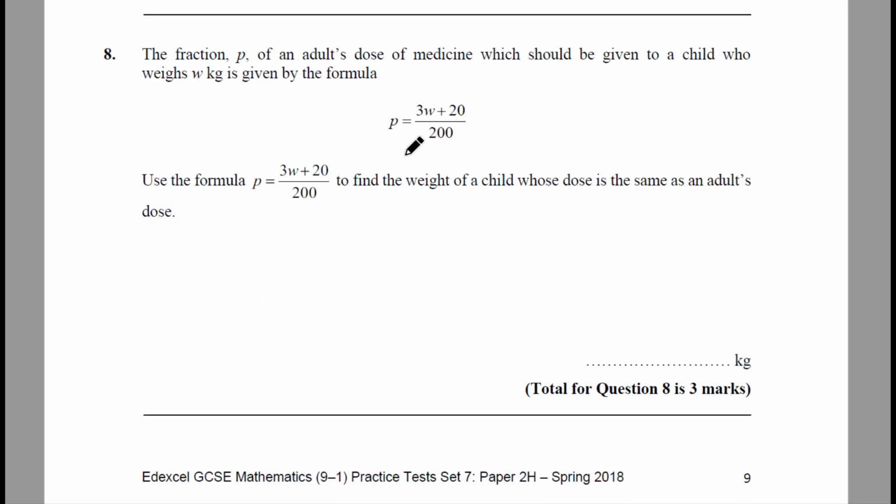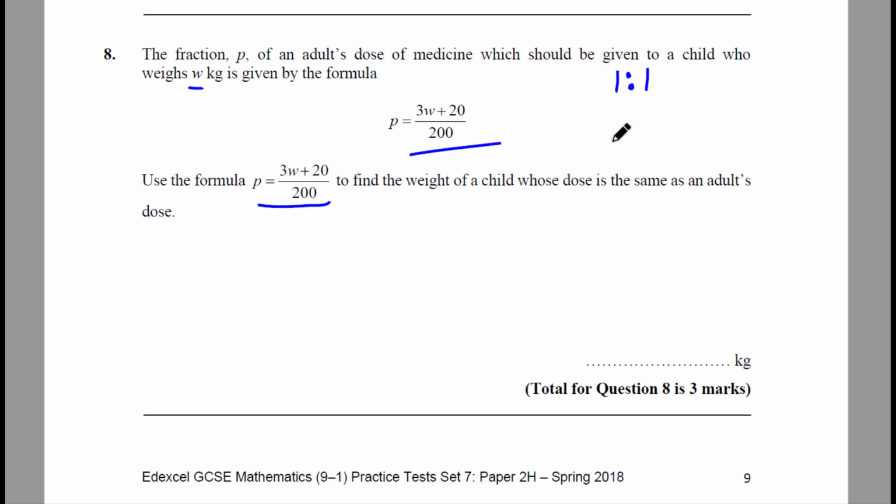Right, question 8. The fraction P of an adult's dose of medicine, which should be given to a child who weighs W kilograms, is given by the formula. So the weight W is the weight of the child. You've got to use this formula to find the weight of a child whose dose is the same as an adult's dose. So obviously the child has probably got to weigh the same as an adult. This is the fraction. So what we want essentially is the ratio of 1 to 1, correct?